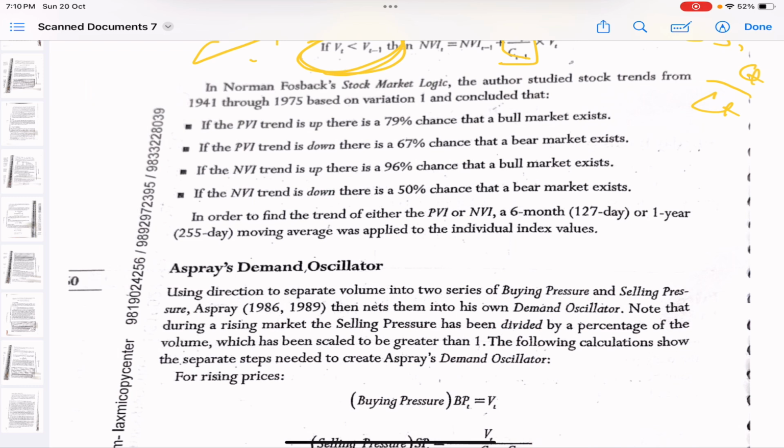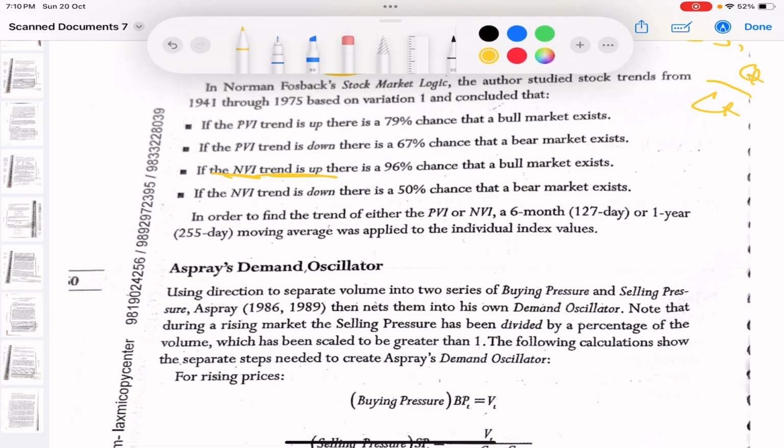Now look at this. The negative volume trend is up. That means that the bull market is existing. This is a very contradicting thing which they said, but this is done and this is said by the author after so much extensive research.